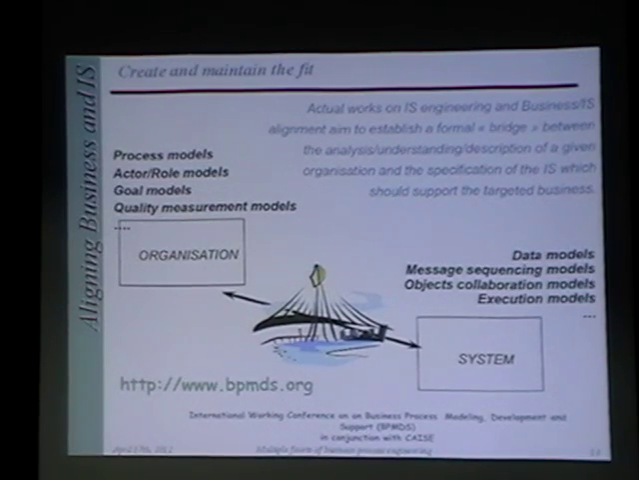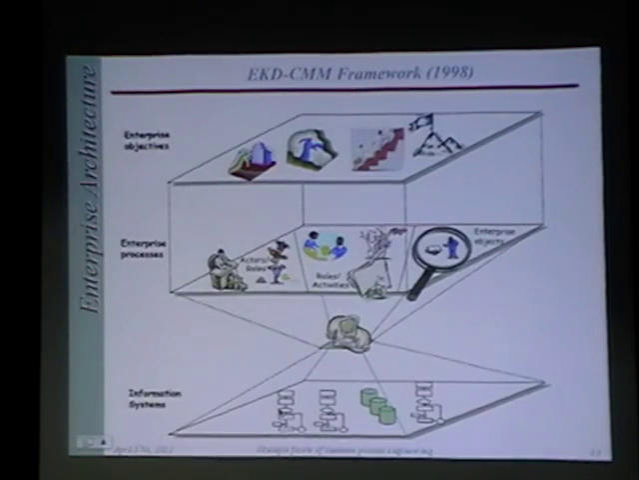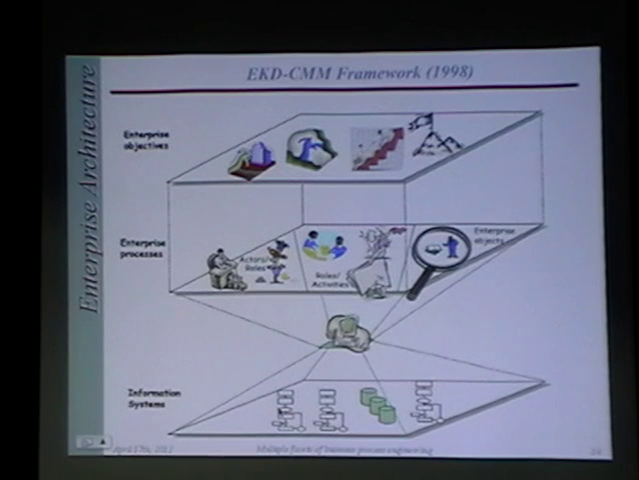So in this environment, we can talk about creating and maintaining the fit between business needs, business requirements, and information systems capabilities to support these business requirements. Creating and maintaining the fit is one of the main aims of the International Working Conference called BPMDS. If you wish, you can visit this website to find some links to the papers about this subject.